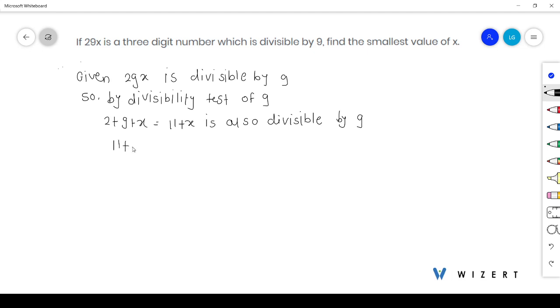So, the possibilities of this 11 plus x will be 18, 27 and so on. As we have to find the smallest value of x, 11 plus x should be 18. Subtract 11 from both sides, we get x equals 7. Hence, the smallest value of x is 7.